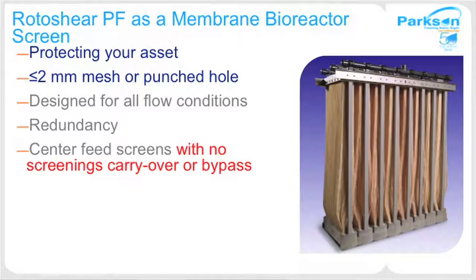They want only 2 millimeter or smaller mesh or punch hole openings. They want to design for all flow conditions. They want redundant screens. They don't only want one screen. If one screen is down, they still want to be able to operate. And they only want center feed screens with no screens carryover and bypass. And as I mentioned, only rotary drum screens, especially Rotoshear PF, can meet all of those criteria, especially the no bypass criteria.